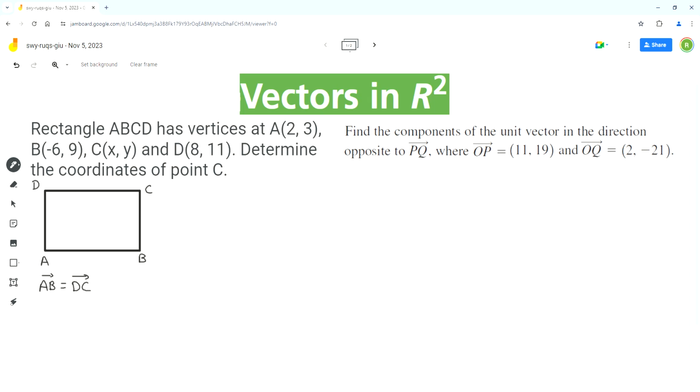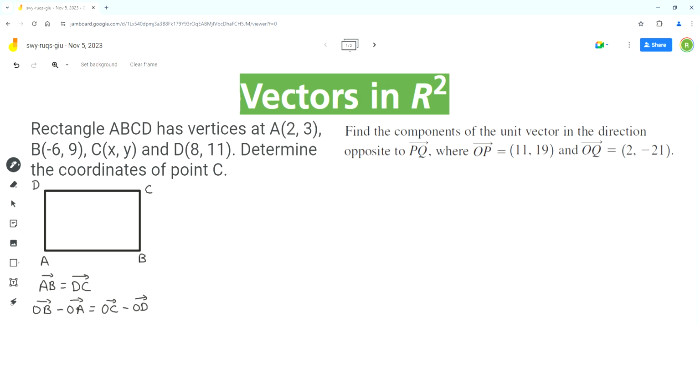Now we can also use the other two opposite sides. You can use either pair of opposite sides, you will get the same answer. So I'll use AB is equal to DC. Now we can break up these vectors into their position vectors. Now these position vectors are equal to the points that are given in the problem.